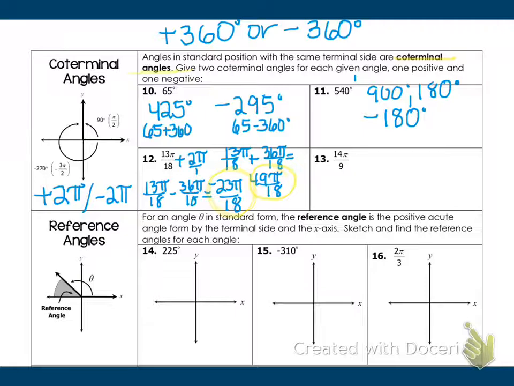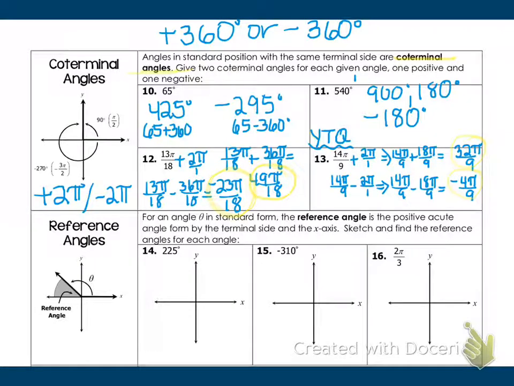Actually, you know what? Let's make this one a you try question. If you get stuck on adding or subtracting the fractions, you can always tune back in, and when you're done, give it a try and we'll go over it. But let's designate 13 as a you try question and find a positive and a negative coterminal angle to 14 pi over 9. Go ahead and pause the video now.